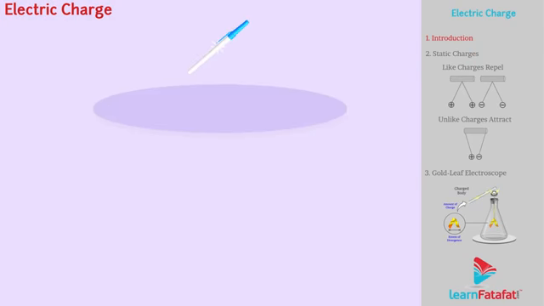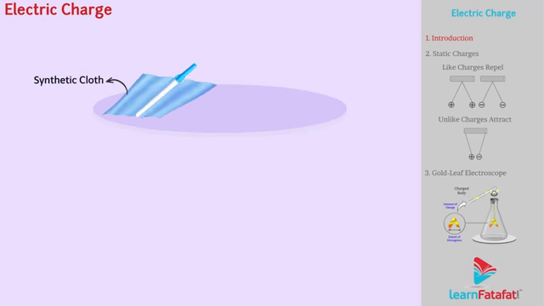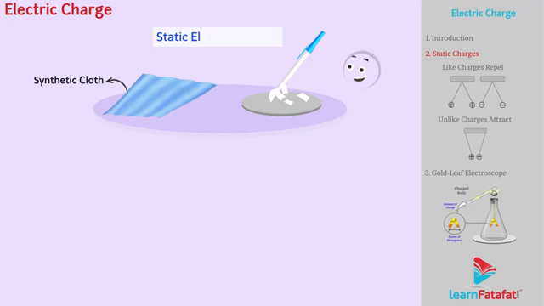If we rub a pen with synthetic cloth and bring it near small pieces of paper, surprisingly, they stick to the pen. Why does this happen? It happens because of static electric charges, that is, non-moving stationary charges. To understand more about electric charge, let us perform an activity.